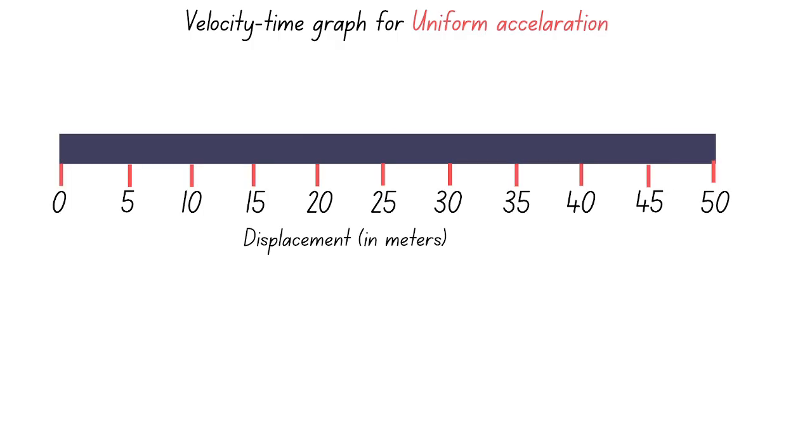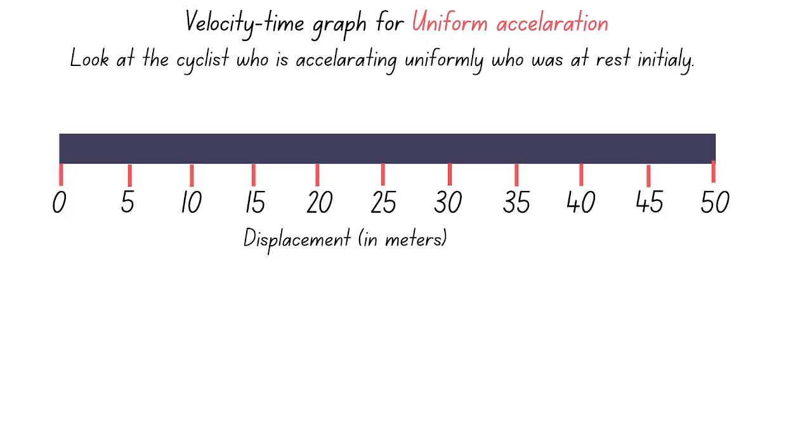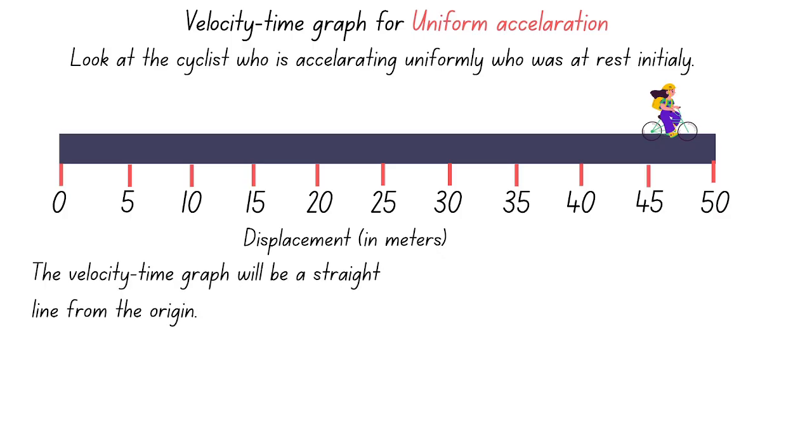What do you think will be the nature of the velocity time graph of a body with uniform acceleration? The graph will be a straight line as shown. The graph originates from 0 if the body is initially at rest. The slope of the graph in this case is positive.